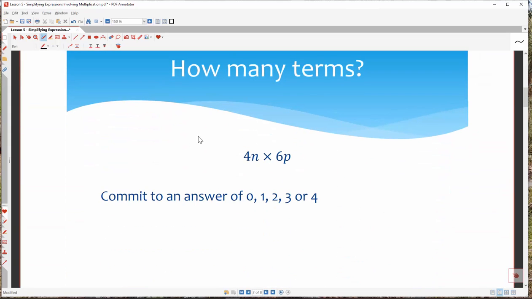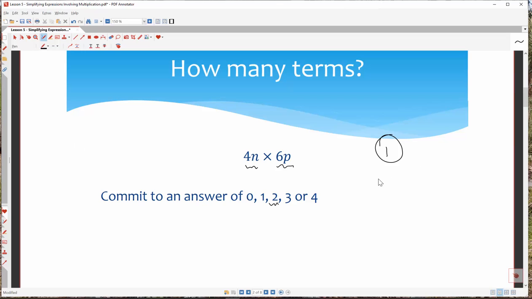So the first part of the lesson will be based on an understanding of terms. And so how many terms have we got here? Well, pause the video and have a think about it. Okay, so hopefully you've had a bit of a think about it. And what I'm willing to bet is that most people will say that this has two terms. That's one term, that's another term. But in fact, this is one term only.